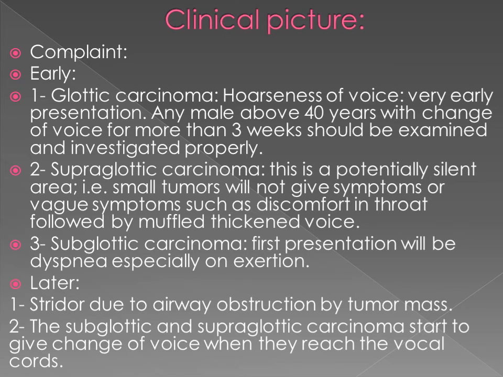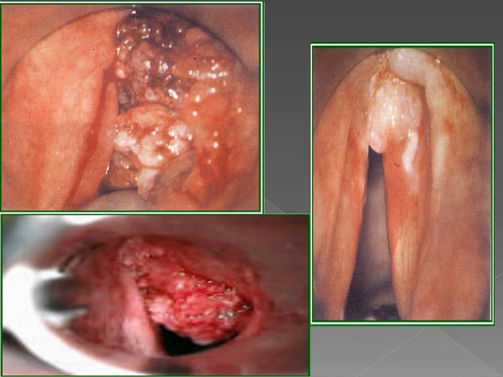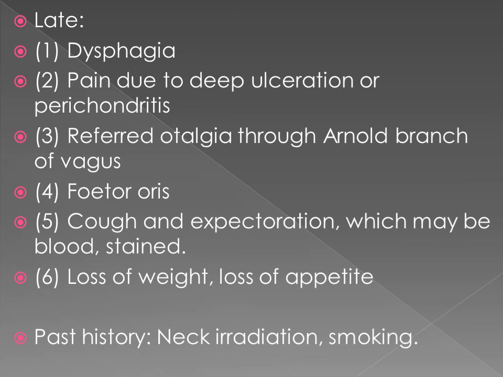Subglottic and supraglottic carcinomas start to give changes in voice when they reach the vocal folds. Some images for this sort of malignancy. Late, there is dysphagia, pain due to deep ulceration and perichondritis, referred otalgia through the auricular branch of the vagus, fetor oris, bad odor, and cough and expectoration, which might be blood stained, loss of weight, loss of appetite, and cachexia.